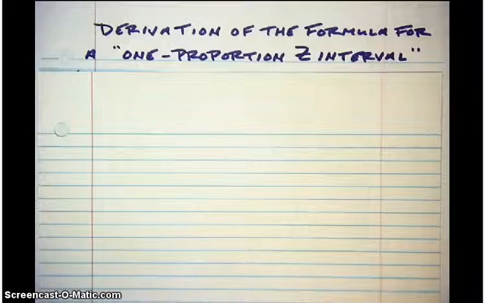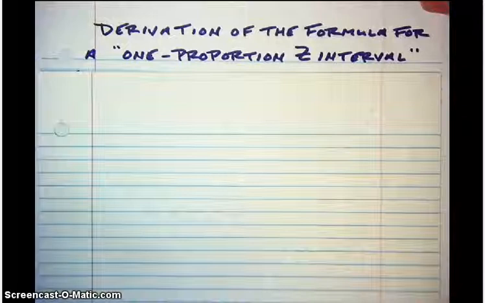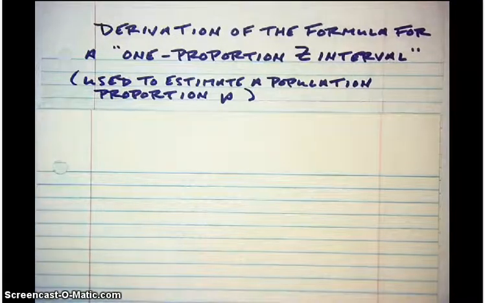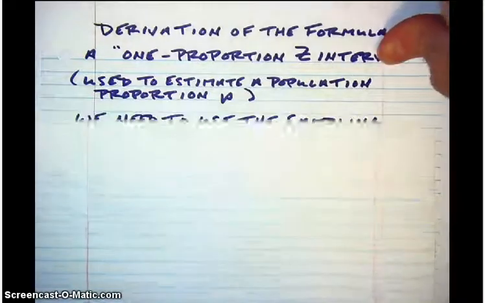Next, we're going to derive the formula for a one proportion z interval. This is the first confidence interval we're going to look at, and it basically sets the stage for all the other ones we're going to look at later on. The purpose of this is to estimate a population proportion p. So we're going to use a confidence interval built around a sample proportion, rather, to estimate a population proportion.